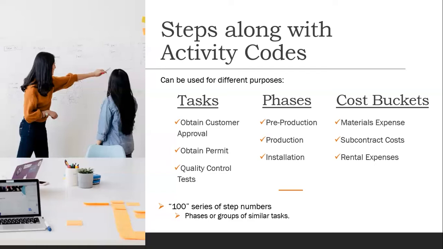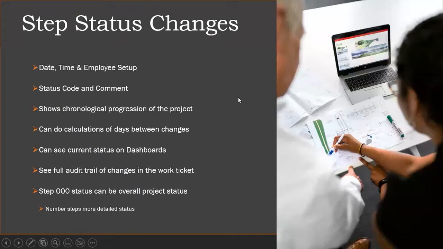Steps can also be used as cost buckets. So if we want to be able to analyze the cost in the project, we can put different types of expenses in different steps. Maybe materials are on certain steps, or we have a step for subcontract costs, or if we need to do some rentals, we could have a step to capture our rental costs. What also can be useful with that is if we're billing by the different types of costs too, we can also run the billing through that step, which would then match up the cost with the related revenue for that cost.